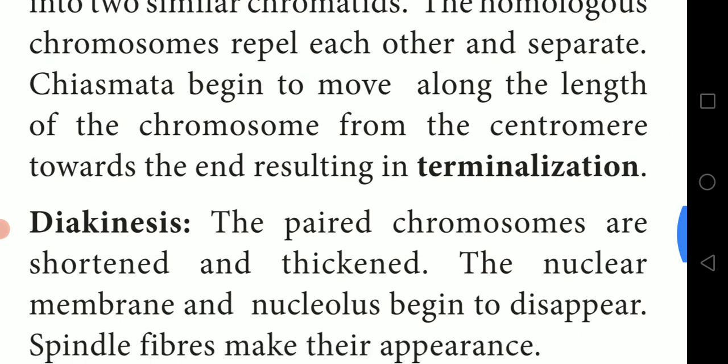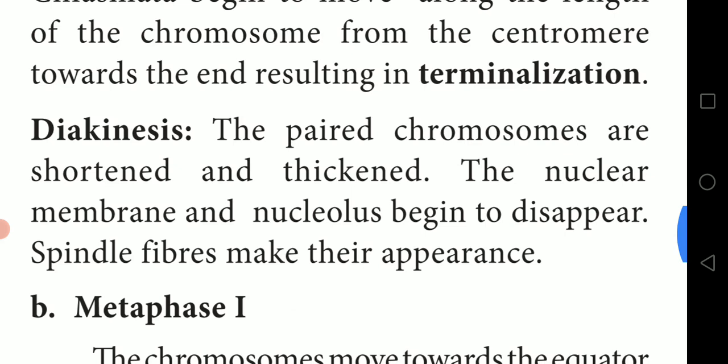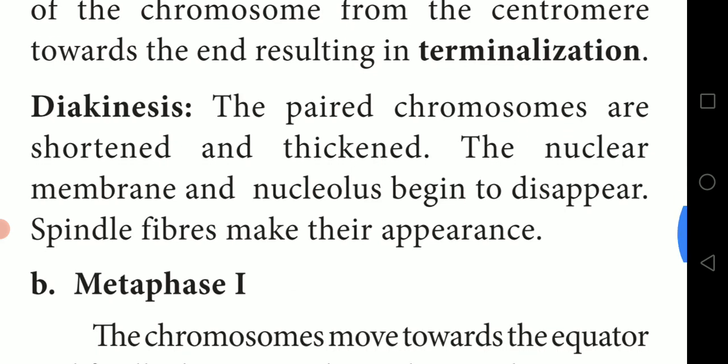The next one is diakinesis. The paired chromosomes are shortened and thickened. The nuclear membrane and nucleolus begin to disappear. Spindle fibers make their appearance.